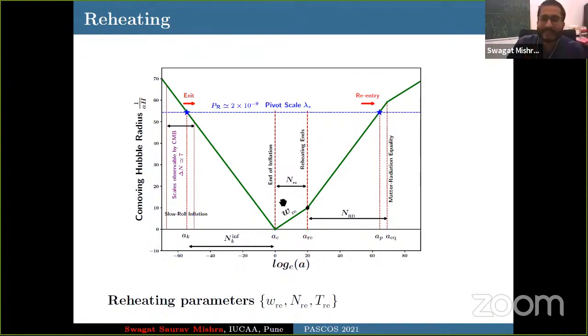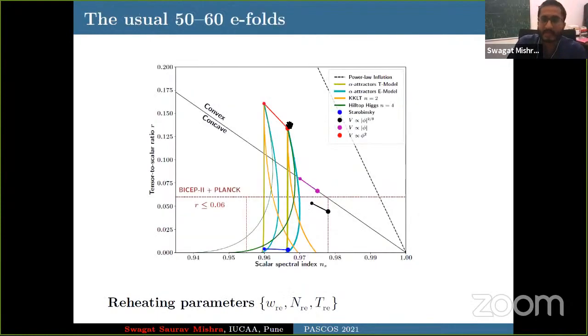So reheating. Here we are not talking about the dynamics or the microphysics of reheating, rather the kinematics of reheating. The kinematics is usually described in terms of 3 parameters: the equation of state during reheating, the duration of reheating, and the temperature at the end of reheating. Since we don't know these parameters in general, there is uncertainty in how many e-folds before the end of inflation the pivot scale left the horizon. Usually it's taken to be either 60 or 50.